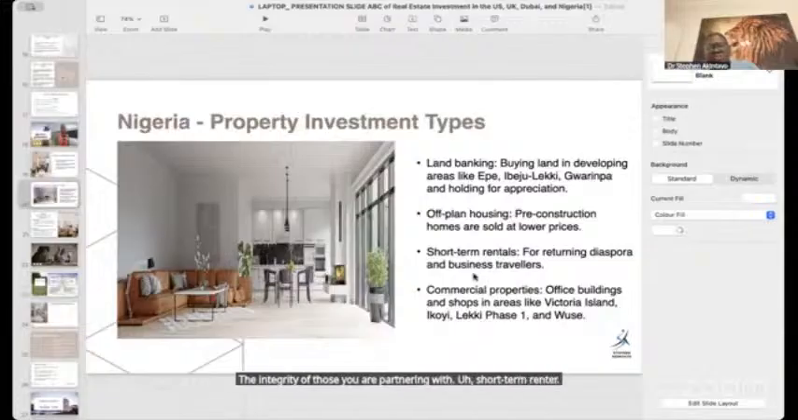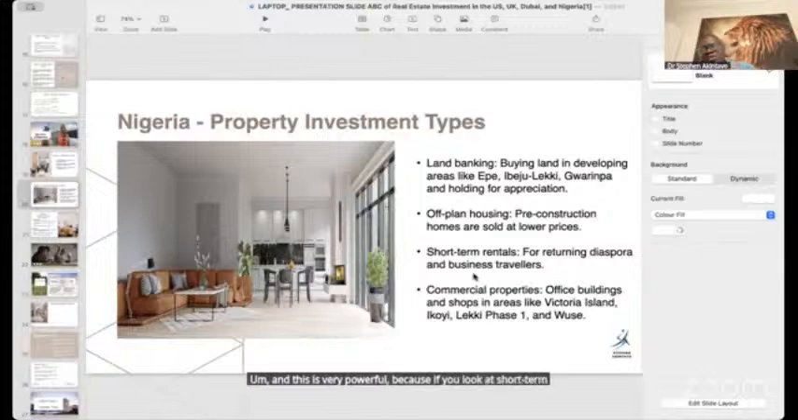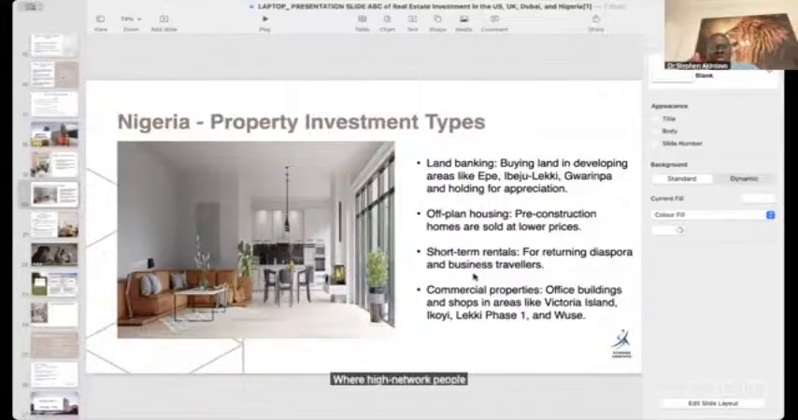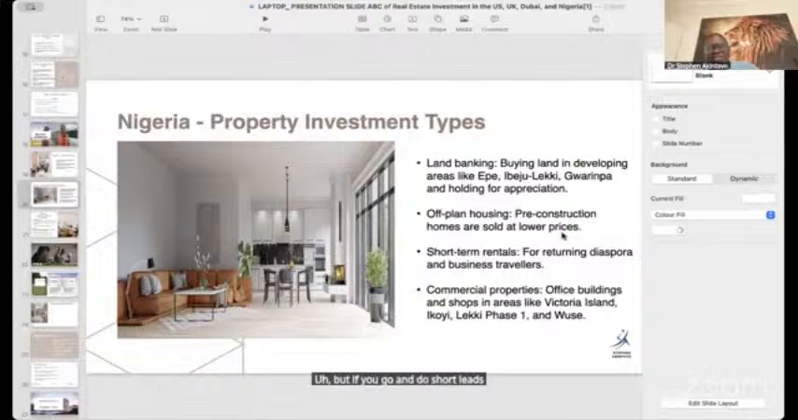Short-term rental for returning diaspora and business travelers, right? So short-term rental is very powerful, because you're able to use Airbnb when you buy a property. Again, you must be careful. Do it in places like VI, Ikoyi, Ajah, Ikeja GRA, Magodo, where high net worth people live. Ikeja GRA is even more perfect because people going to the airport, some of them will stay in Airbnb, and the rental income is good. But if you do short lets in Ajegunle, Oju Elegba, or Mushin, you're on your own, right? So location is very critical.